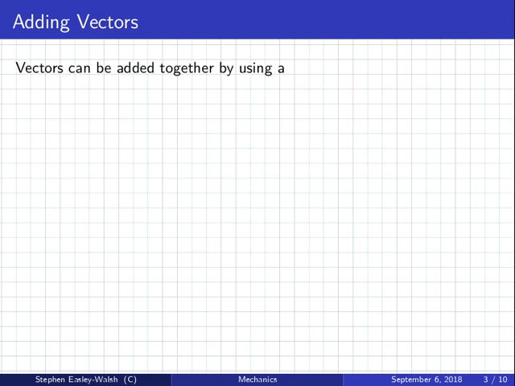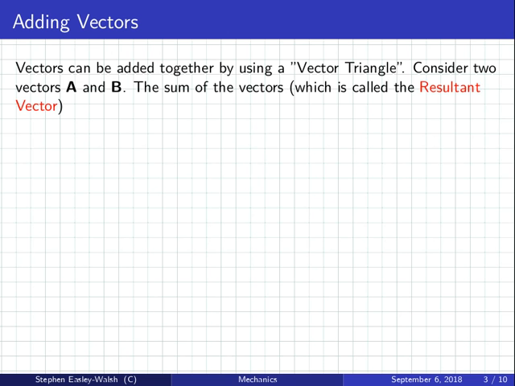So, vectors can be added together by using what's called a vector triangle. This is how we can add two vectors together. So, let's take two vectors, A and B, and I want to add A and B together. How can I do that? Well, firstly, some vocabulary. When you add vector A and vector B together, the answer is called the resultant vector. Okay, so A plus B, the answer is called the resultant. You should write that word down, resultant vector. It means the total when you add two vectors together.